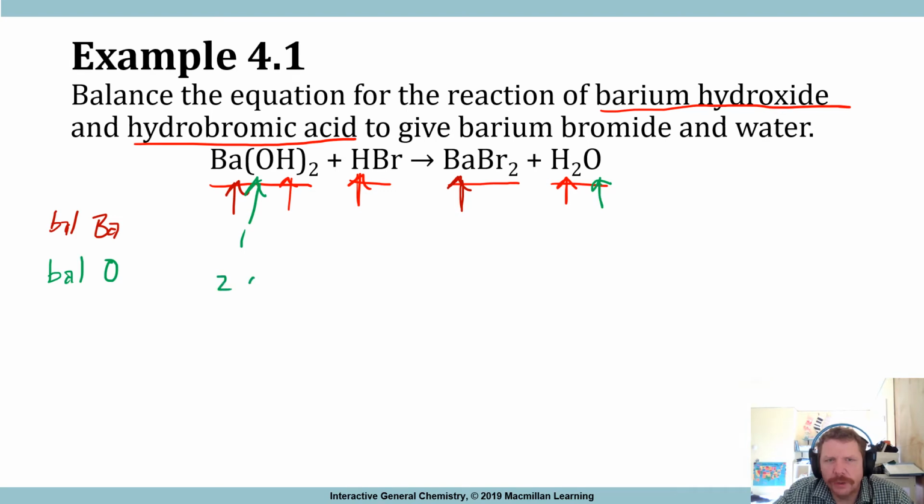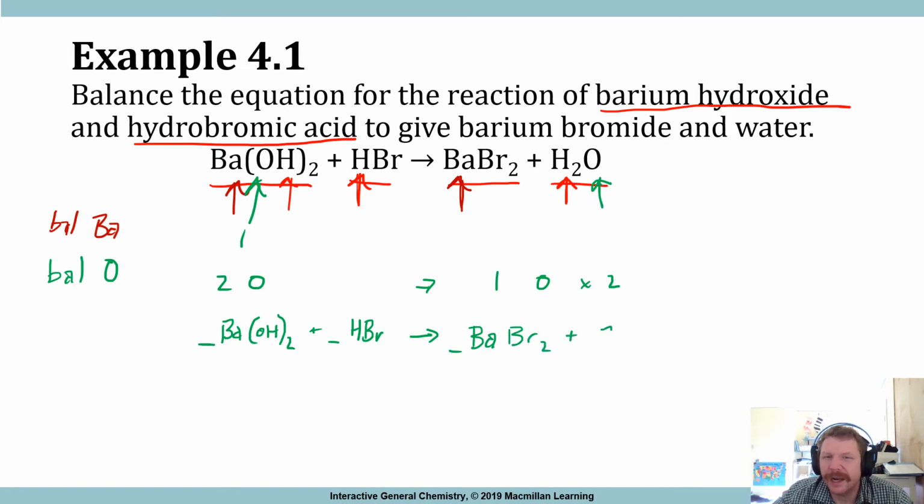So what do I have? On the reactant side, I've got 2 oxygen, and on the product side, I've got 1 oxygen. Now that's pretty simple to balance. We just multiply this by 2, so I'm going to write my first incarnation of this and see how that unfolds. So I've got Ba(OH)2, I didn't have to change a coefficient in front of that, plus HBr yields BaBr2, I didn't have to put a coefficient in front of any of these, plus, now I've got to put a 2 in front of H2O. And when I put that 2 in front of H2O, now I've balanced my oxygens.